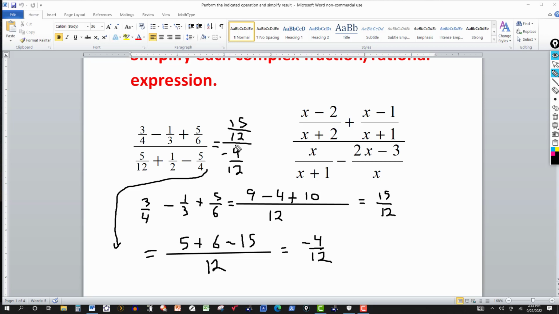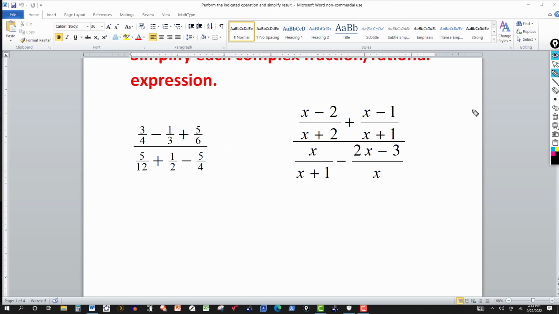So when you divide fractions, you invert and multiply. So this will actually be 15 over 12 times 12 over negative 4. So these 12s are going to cancel out. That's going to give me 15 over negative 4. Normally we like the negative in the numerator, so I'll just put it here. So this simplifies to negative 15 over 4. And that's your solution to that one. It's in simplified form.